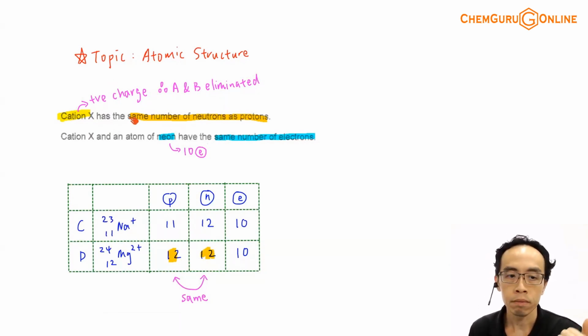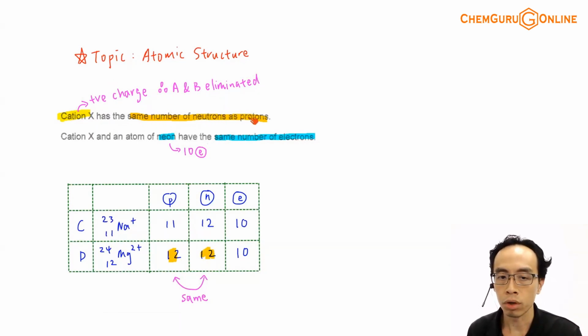Then the question also mentioned that X has the same number of neutrons as protons, and X and an atom of neon have the same number of electrons. Of course, for neon, we can determine that it has 10 electrons from the periodic table. Now we can do some comparison involving C and D. C is Na plus. The mass number is given as sodium 23, and the proton number is 11. For Mg2 plus, the mass number is 24 and the proton number is 12. Based on this, we can work out the total number of protons, neutrons, and electrons, and we can do comparison.